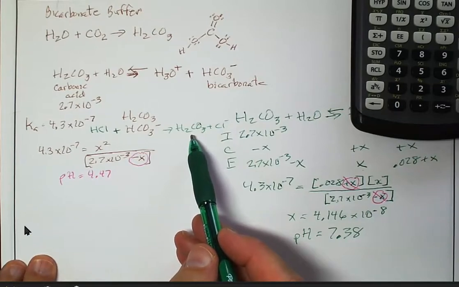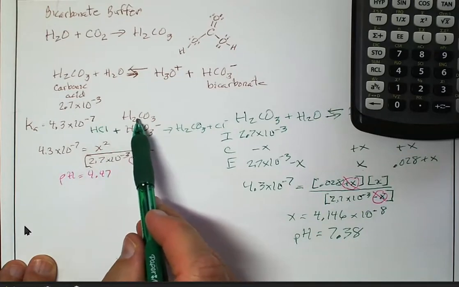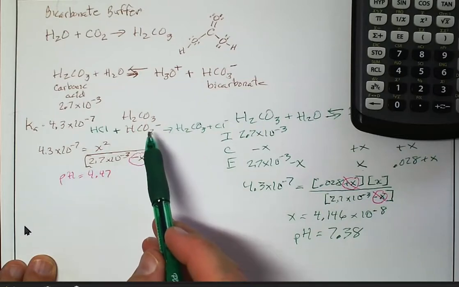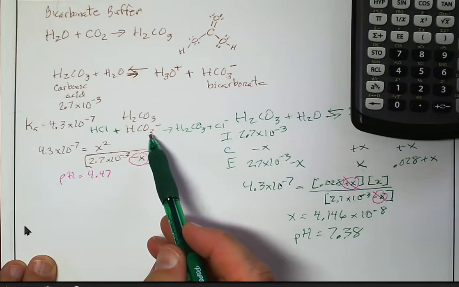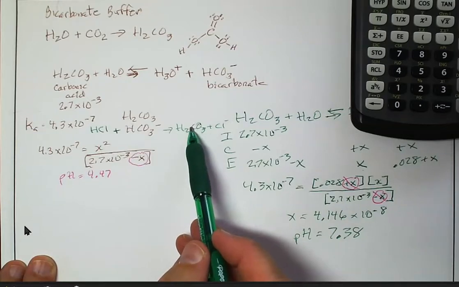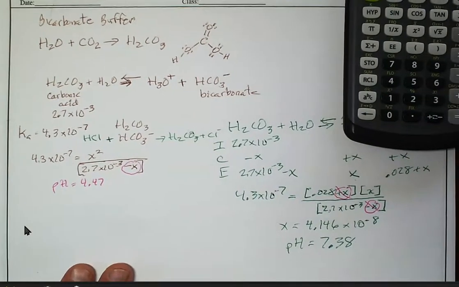Okay? So, that's how buffers work. You know, we could put a base in and it would react with the carbonic acid and produce bicarbonate, which is a weak conjugate base. So we can turn a strong base into a weak base. We can turn a strong acid into a weak acid. And that's how these buffers protect us. They're your first line of defense against major changes in body fluid pH. And major changes in body fluid pH are very bad. Okay, so that's it for a little extra look at the bicarbonate buffer.